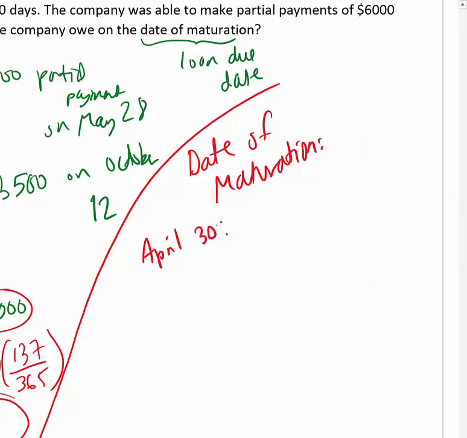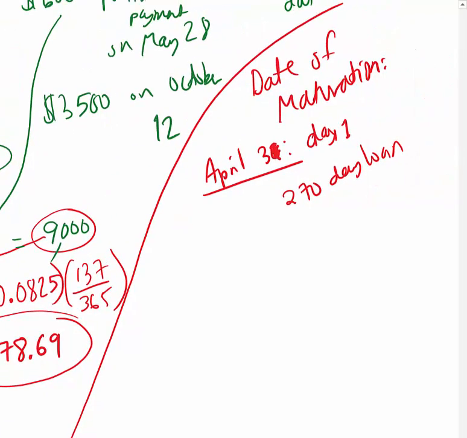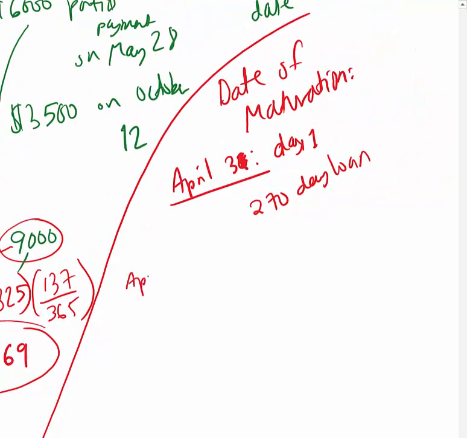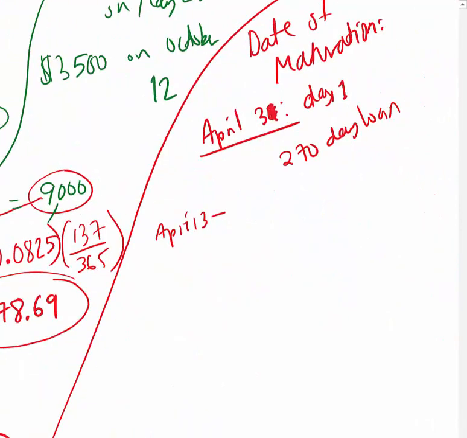April 3rd, oops, not 30th, 3rd. Day 1. And they said it's a 270-day loan. I have to figure out if April 3rd is day 1, when's the 270th day? Well, we know from day 1, April 3rd, to what was the first day he made a payment? May 28th.